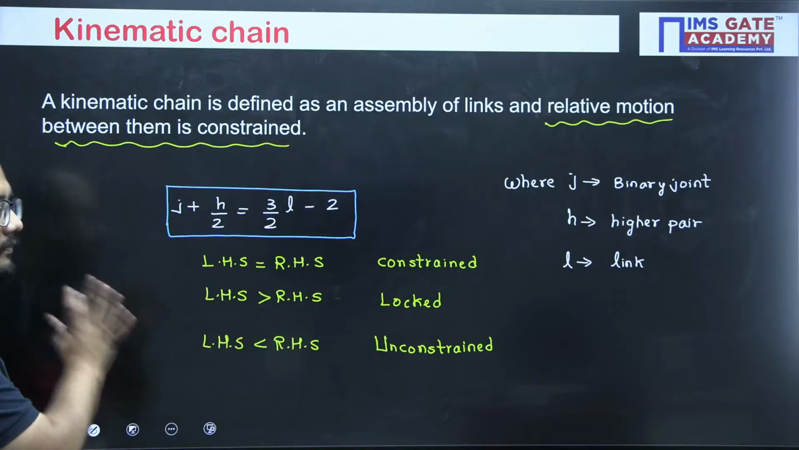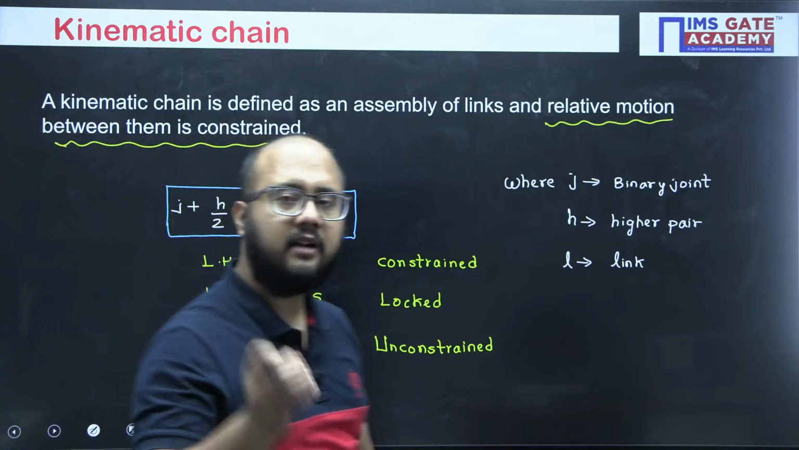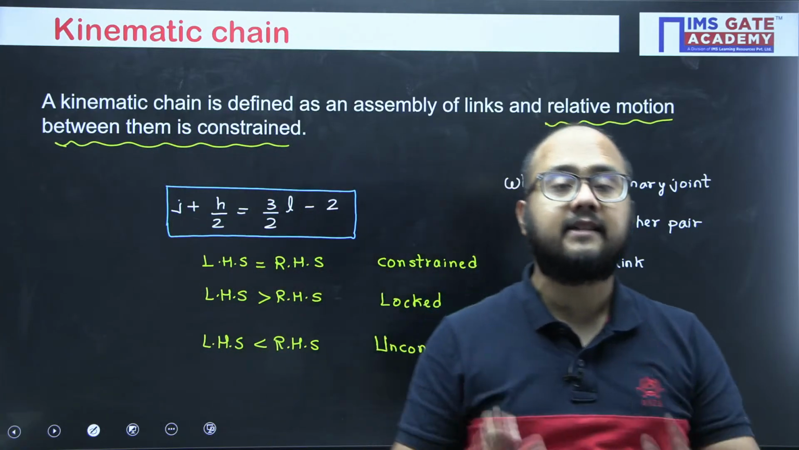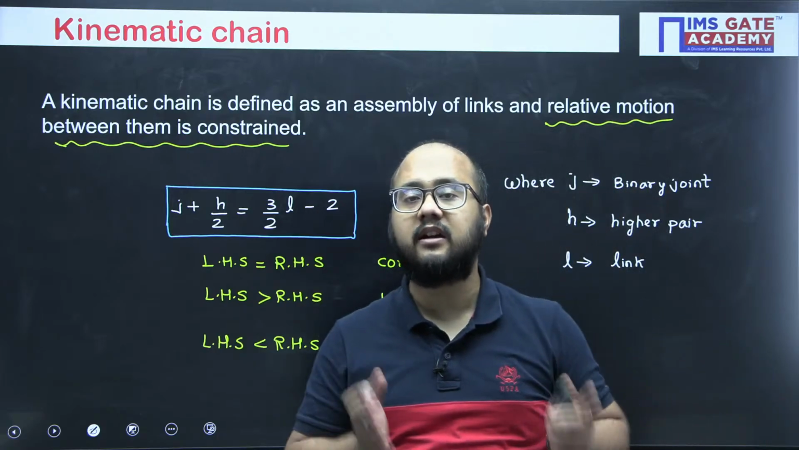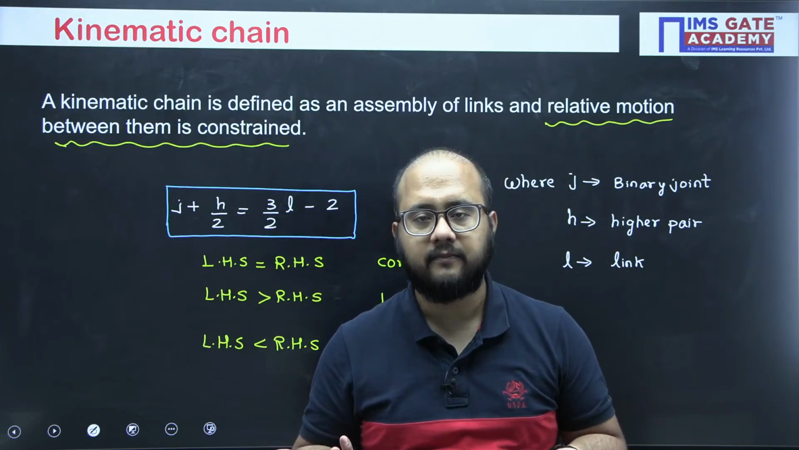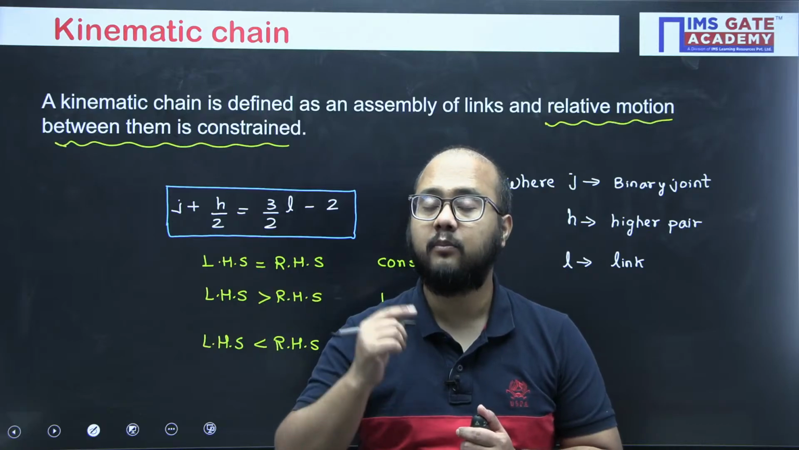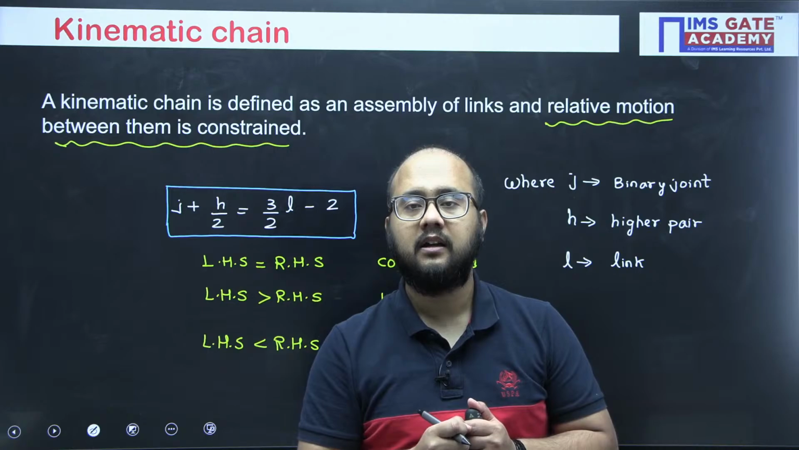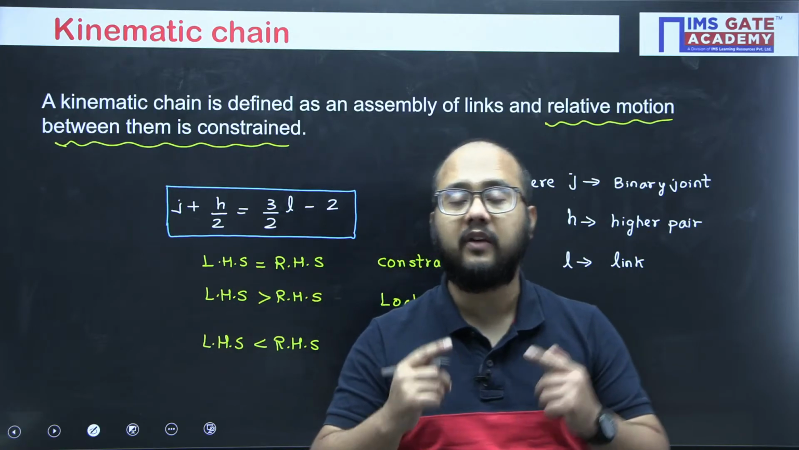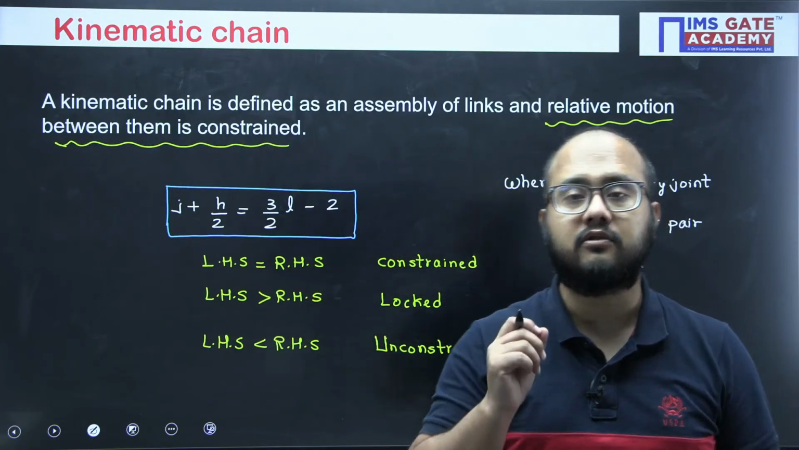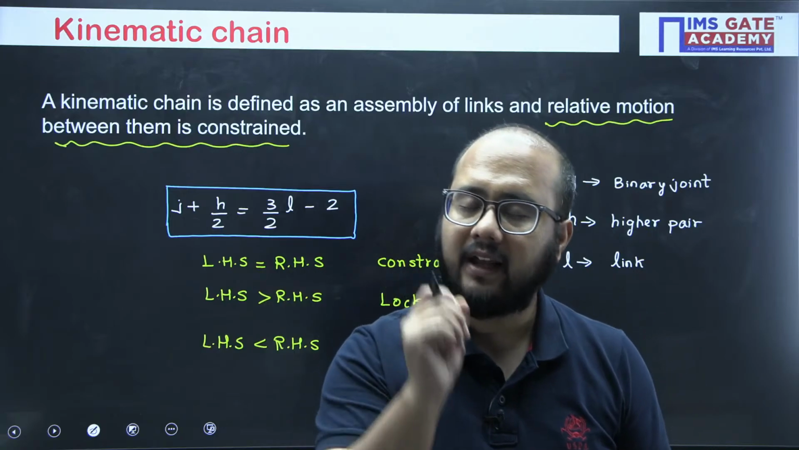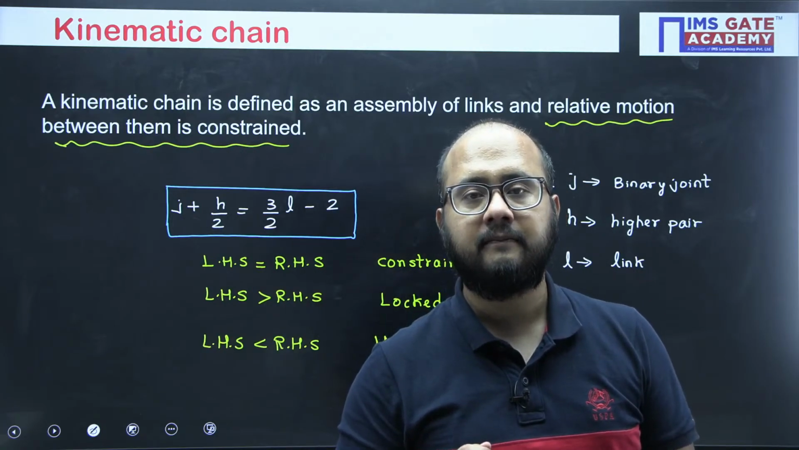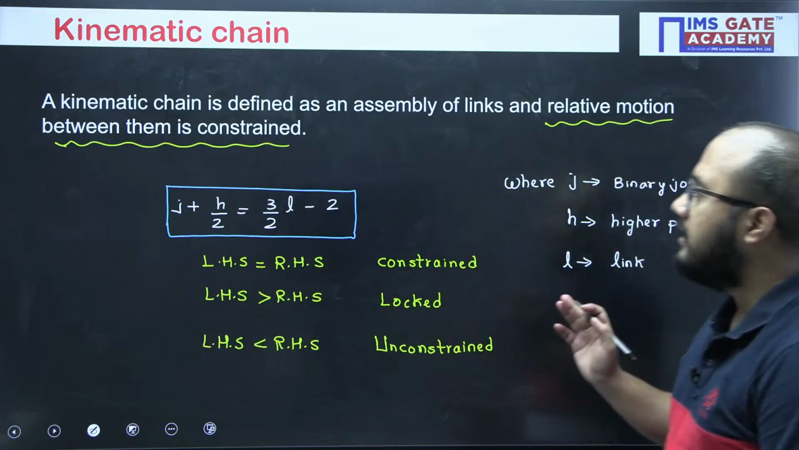Clear, everyone? So a kinematic chain is nothing but the assembly of different links which are connected through kinematic joints or kinematic pairs. But the most important part is that a chain will be called a kinematic chain when the relative motion between the different links is constrained. This is a very, very important information, guys. Okay, fine. Kinematic chain is done.